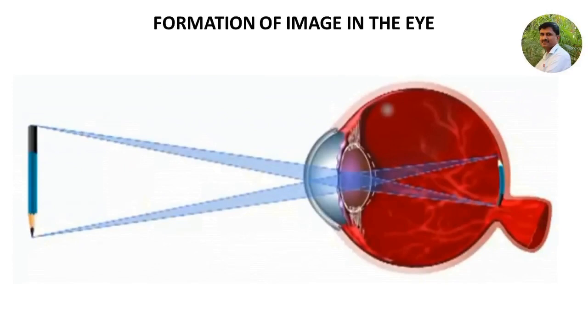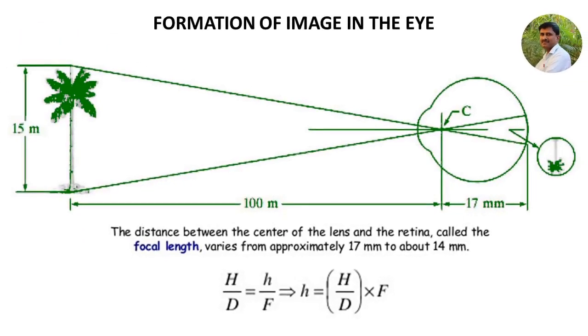For objects more than 3 meters away, the lens exhibits lowest refractive power, that is fully flattened. In this case, the distance between the optical center and the retinal image is about 17 mm. In this example, the object is at a 100-meter distance from the eye. The height of the object is 15 meters. It is a tall coconut tree. You can observe the inverted image of this object at the fovea region.